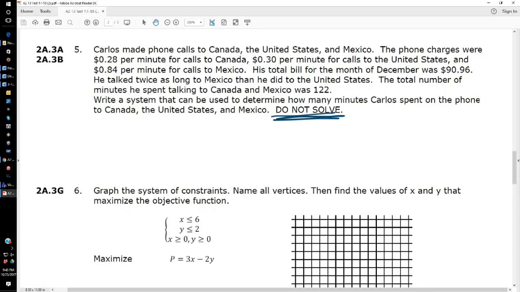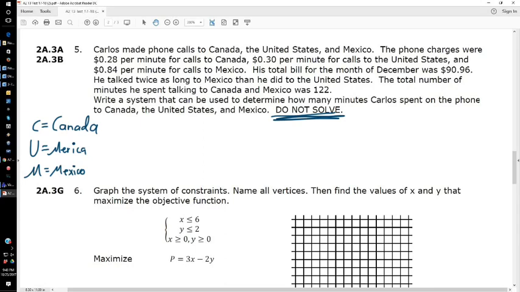First things first, we're going to say C equals Canada, U equals America, and M is our brothers and sisters to the south, Mexico. Authors of the wonderful Tex-Mex food. Not really. I know better. But whatever.